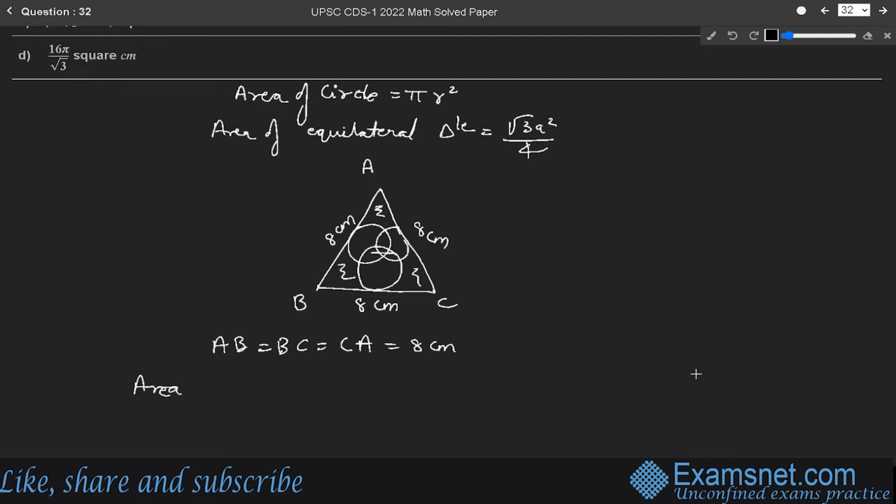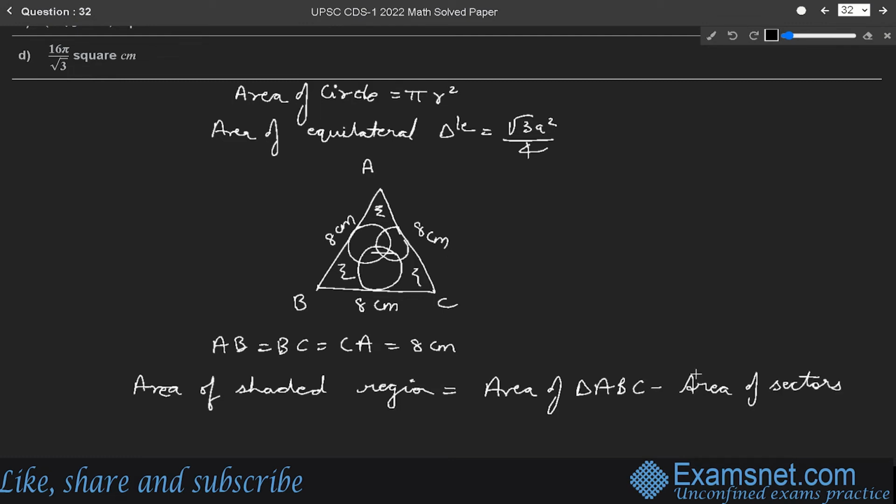So the area of the shaded region will be equal to the area of triangle ABC minus the area of sectors formed in the three circles. We already know the formula for the area of a circle and the area of an equilateral triangle.